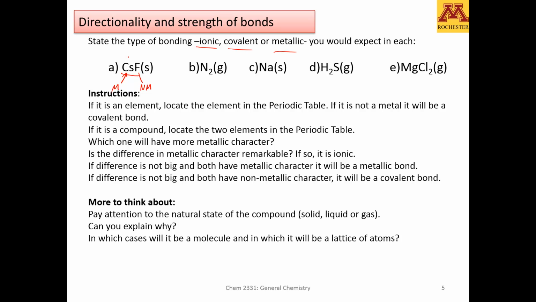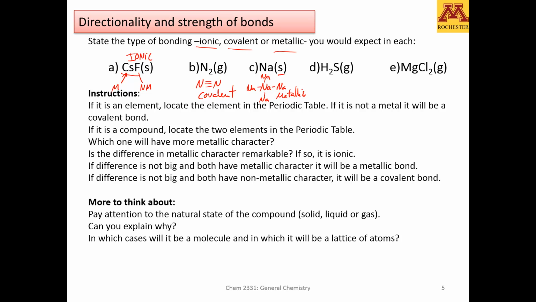This means that this is an ionic bond. In this case, nitrogen is bound to another nitrogen. This is a nonmetal with itself, and therefore this has to be covalent. Sodium here: notice there's only one atom, but because it's solid, it means that sodium is bound to sodium all over. This is a metal, and therefore bound to itself, it will form a metallic bond.